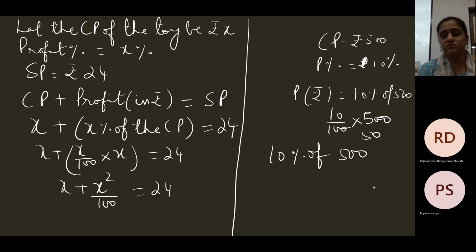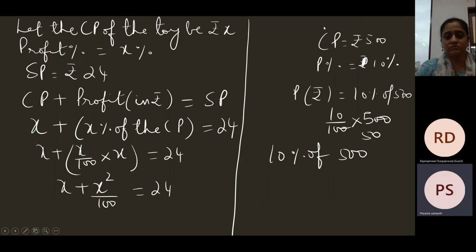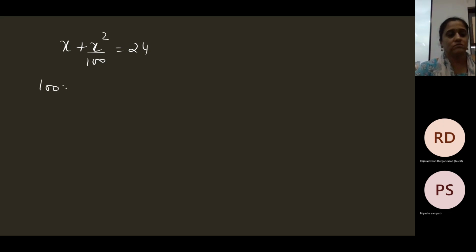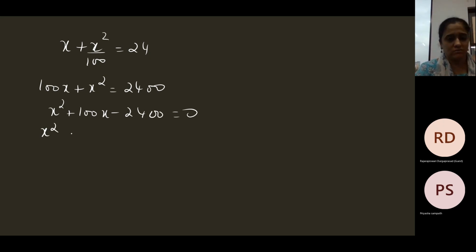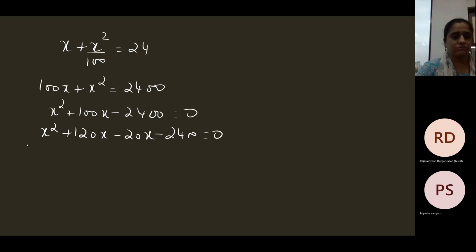Yes, online girls. Working? Yes, ma'am. What are the values of X, Raja Rajeshwari? I got 20. I got 20, ma'am. Oh, okay.